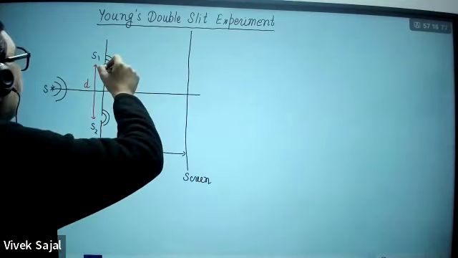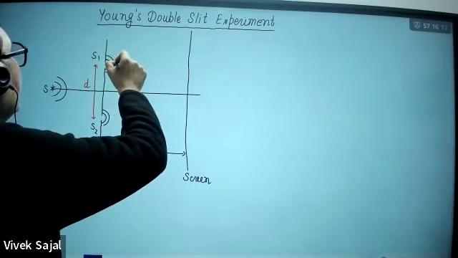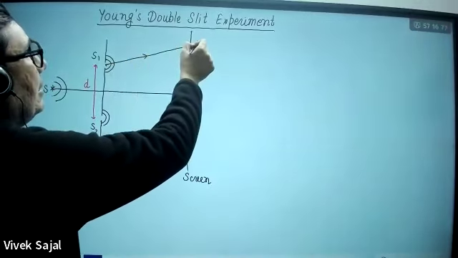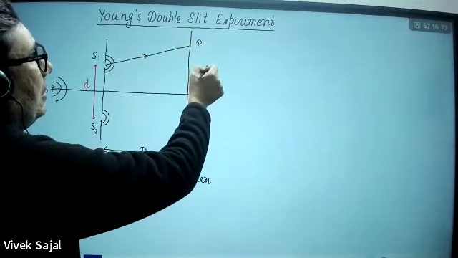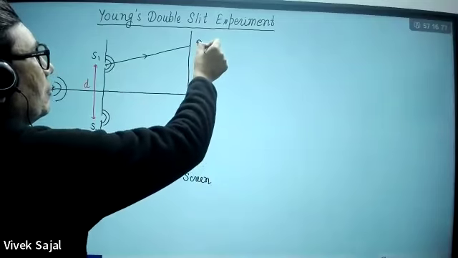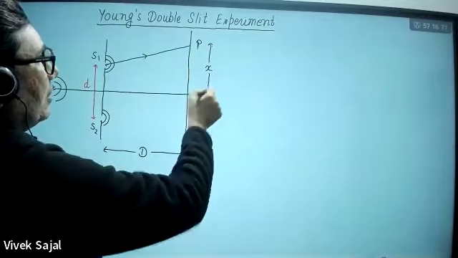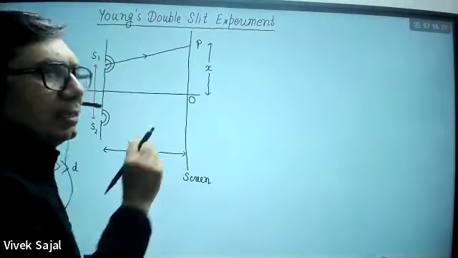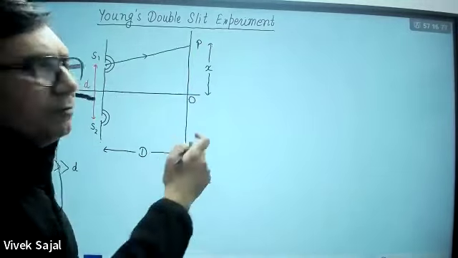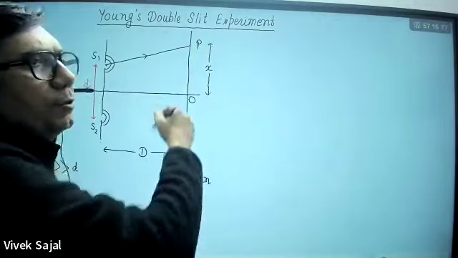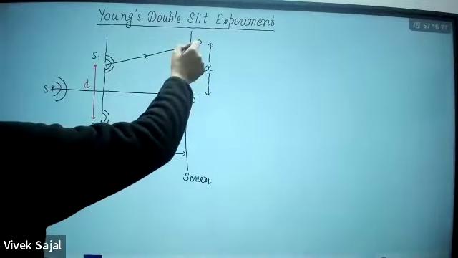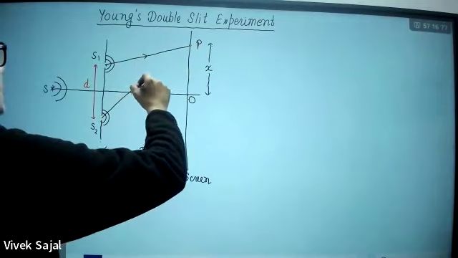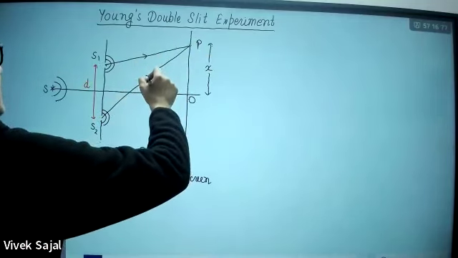Now suppose light waves travel along this path and reach this point P, which is at a distance x. So I'm doing the next aspect of Young's double slit experiment. I'm assuming a point P on the screen which is at a distance x from the center point of the screen. At this point, light waves are reaching from source S1 as well as from source S2.